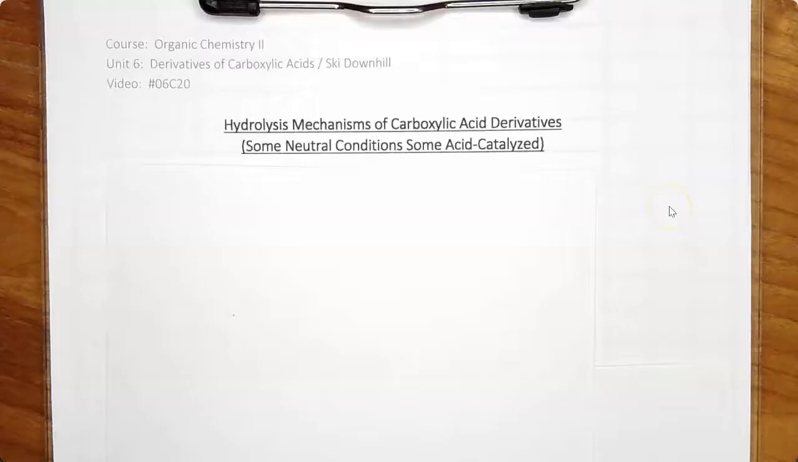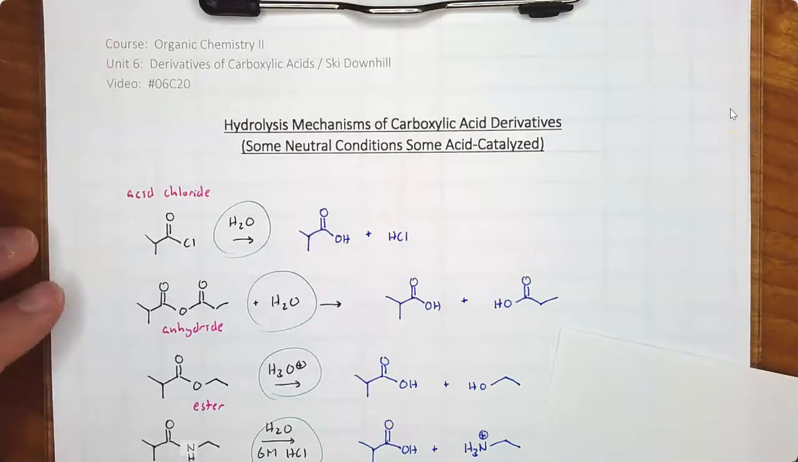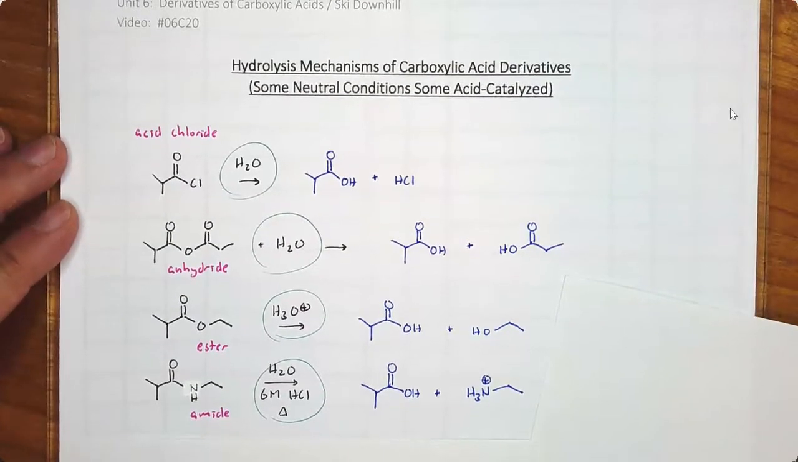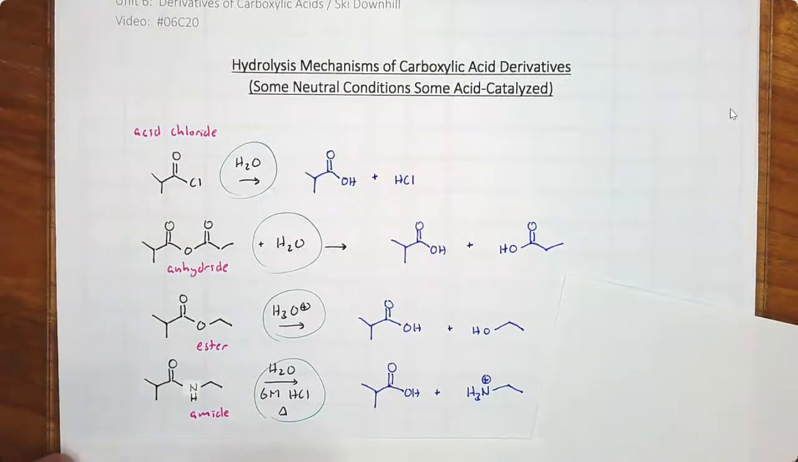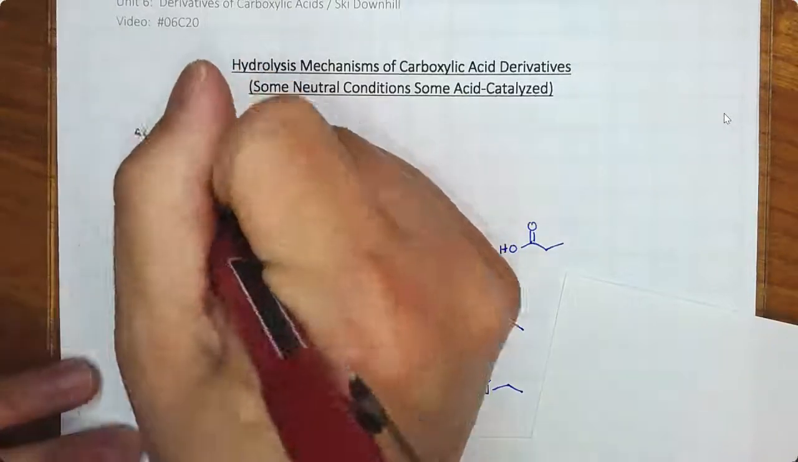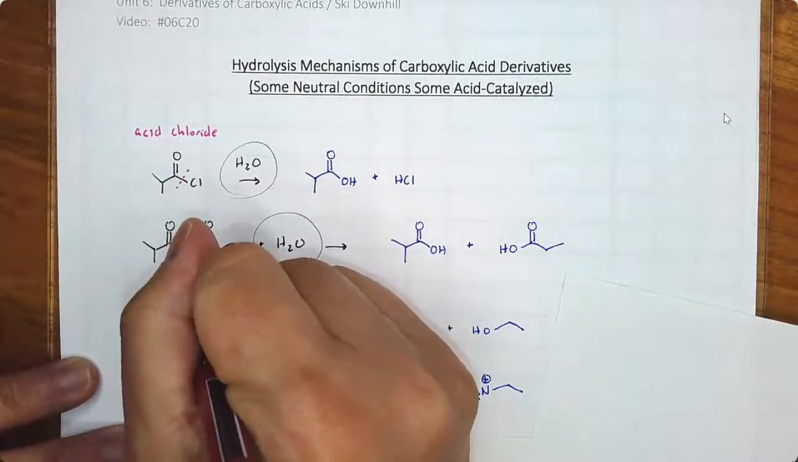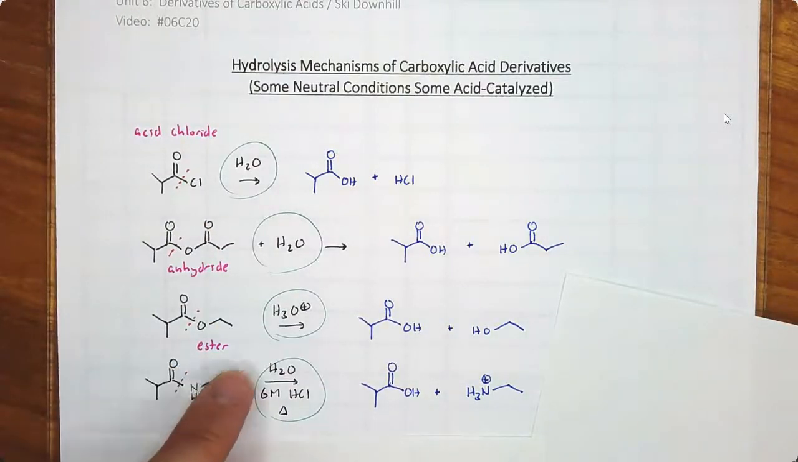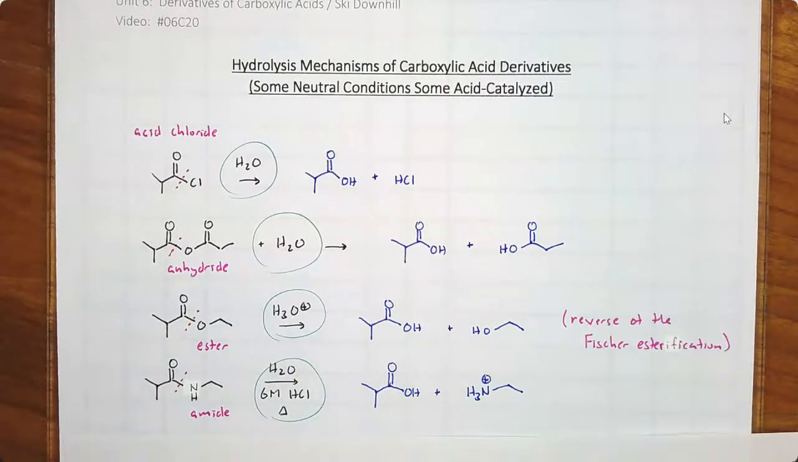Let me draw those four reactions, and then we'll start drawing the mechanisms for each. Okay, here are the four reactions, and I labeled the four derivatives: acid chloride, anhydride, ester, and amide. You notice that they all give the same carboxylic acid, because look at the left side of each of these molecules. We are going to cleave between the C double bond oxygen and the leaving group. You might recognize this. This is the reverse of the Fischer esterification.